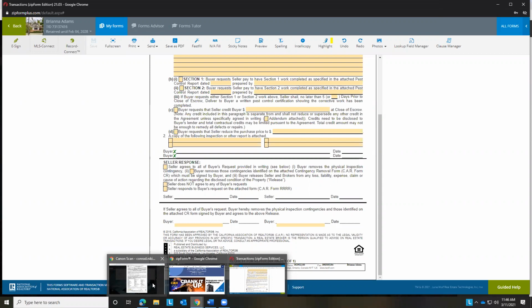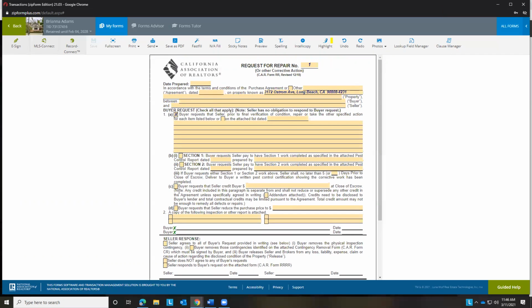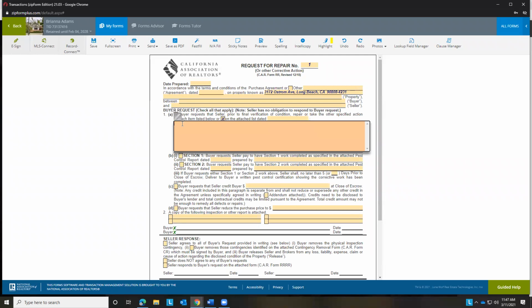Okay, the next thing I want to talk about is request for repairs and seller's response. When you're doing a request for repair, the buyer can ask for all of these items, A, B, C, and D. You can check on the attached list, and you could do a Word document, which lists all of the things that your buyer wants repaired. Or you can just type in number 1, number 2, 3.